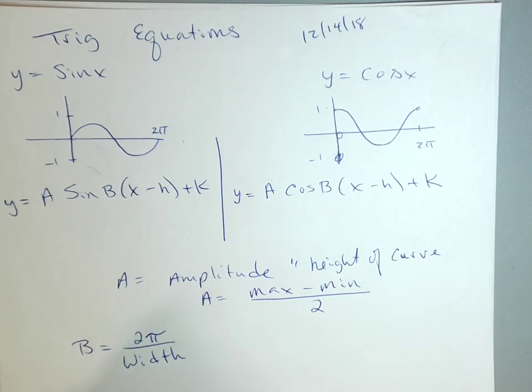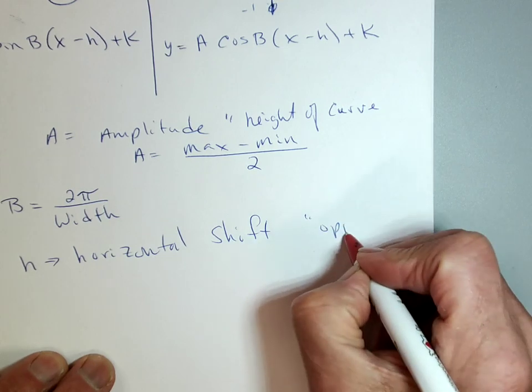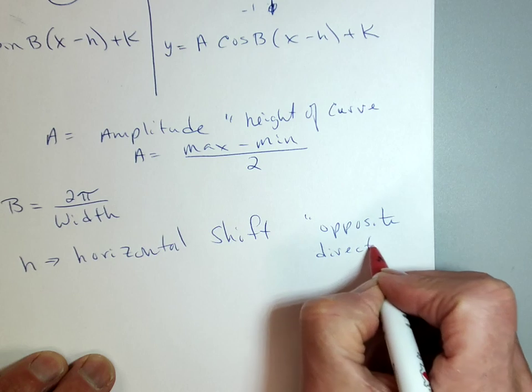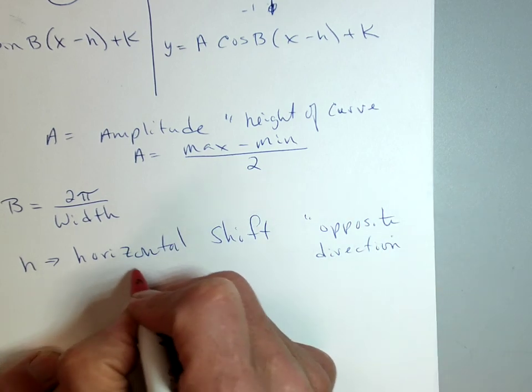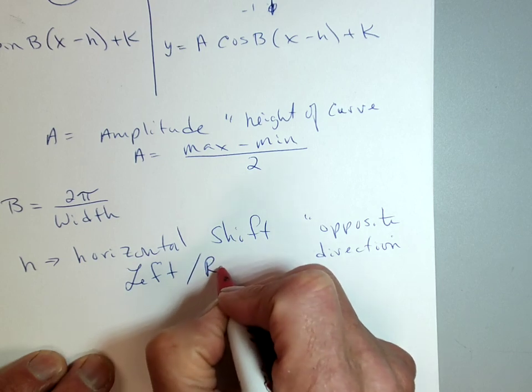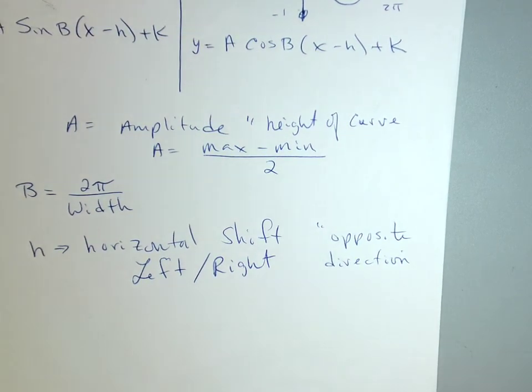H is a horizontal shift, and of course it's the opposite way. Opposite direction, either left or right. They call it a phase shift, but we don't need to use technical words until you see Mr. Massey in physics. Okay, it's called a phase shift.